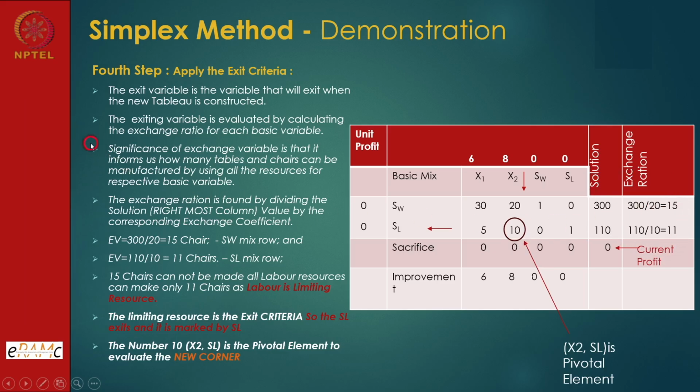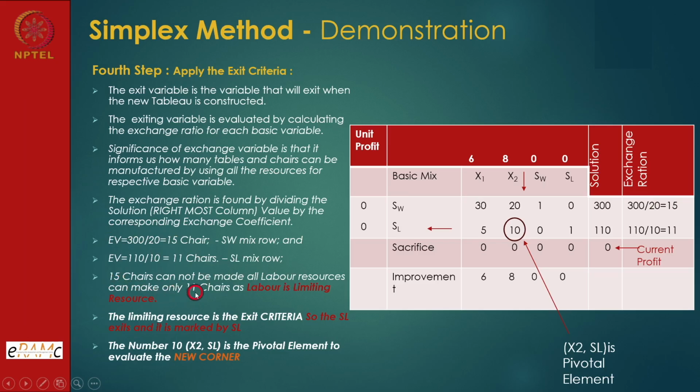Now what is done? The existing variable you learned by calculating the exchange ratio for each variable. The significance of the exchange ratio is that it informs us how many tables and chairs can be manufactured by using all the resources that are available to us. The exchange ratio is found by dividing, as we have done here, 300 by 20 and 15, and this one by 110, 11.